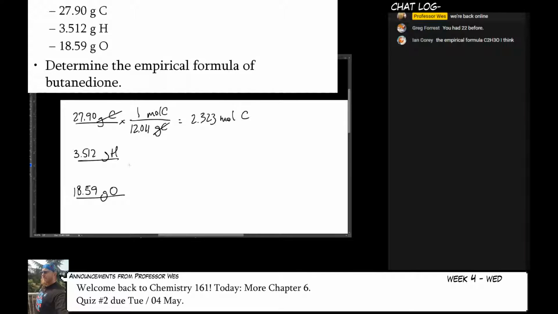All right, so there's my moles of carbon. I'm going to do grams of hydrogen and moles of hydrogen. And that's 3.484.